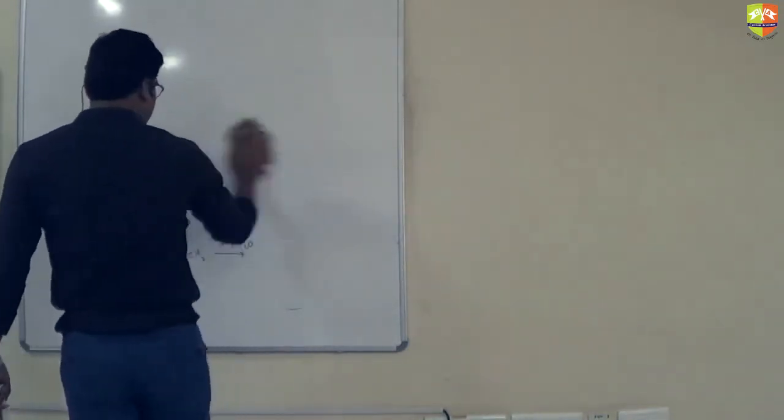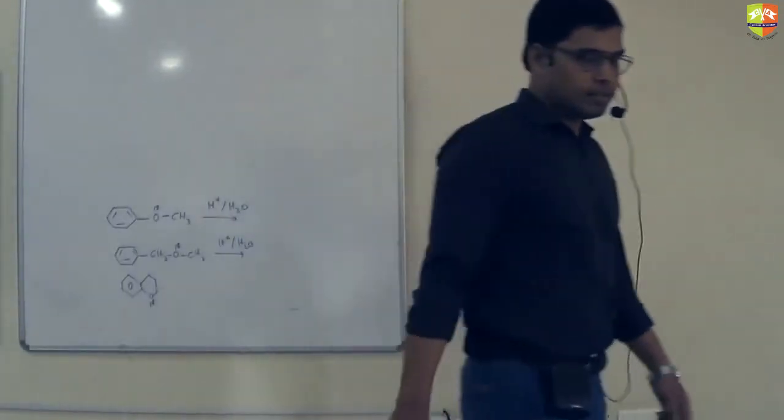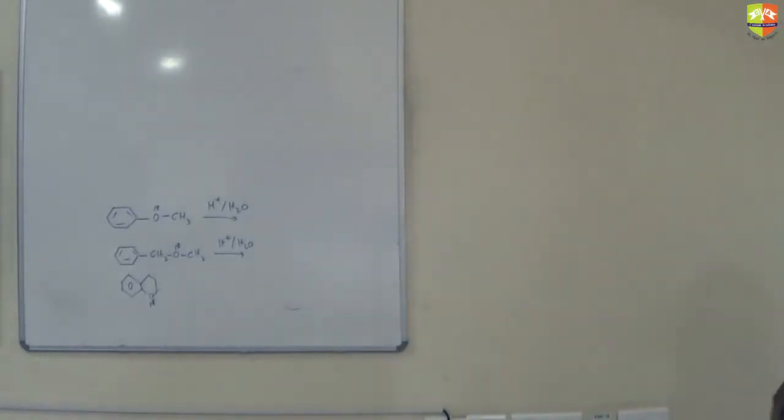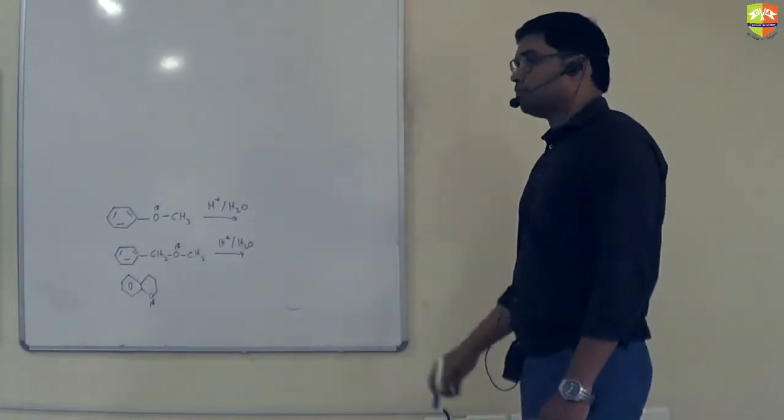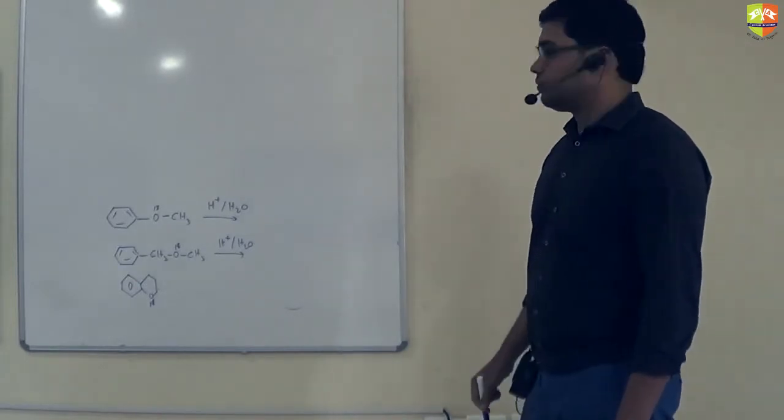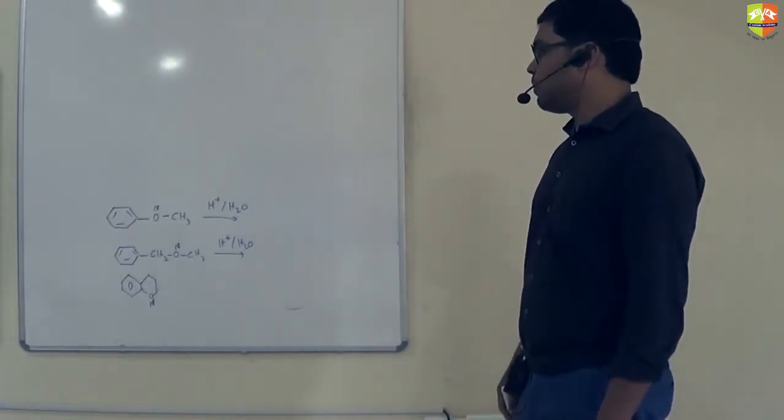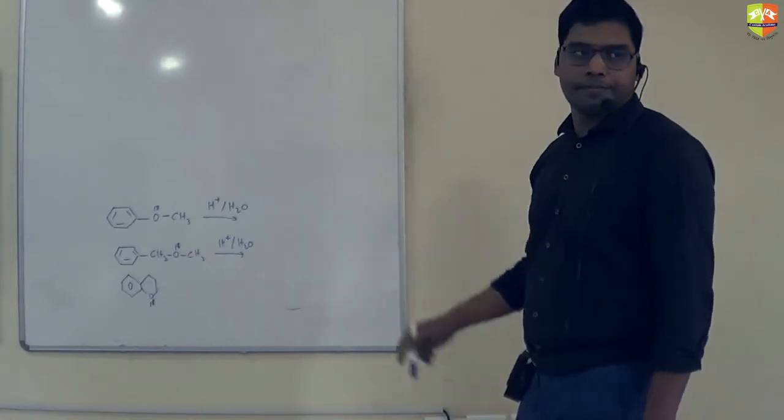So CH2 doesn't come out. You did not write it down there, but R1 O R2, H plus, H2O. So the second one, it doesn't matter. No, it does. Why? It's not constant. First of all, tell me the mechanism of the first one.